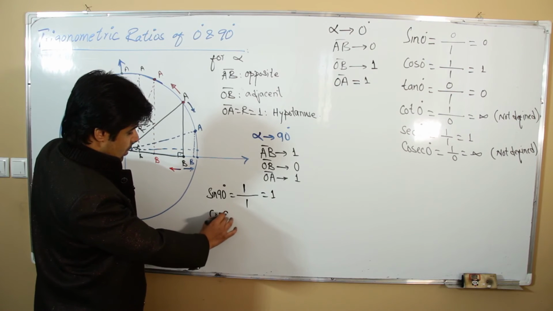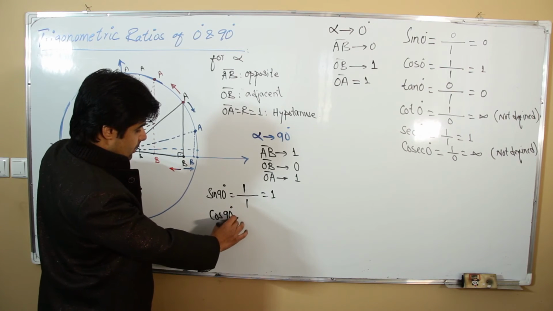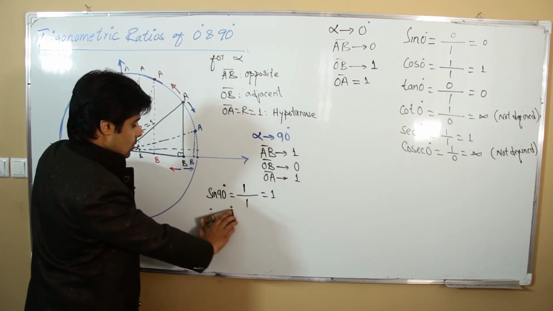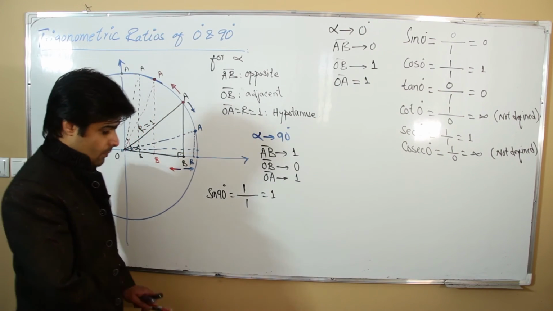Cosine of 90 degree. This is sine. Now come to cosine.